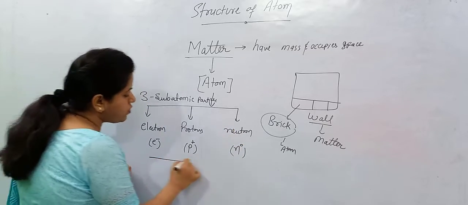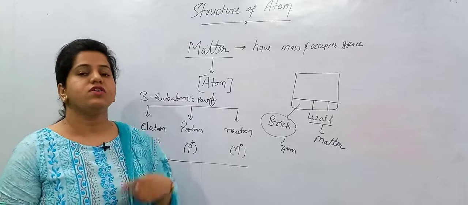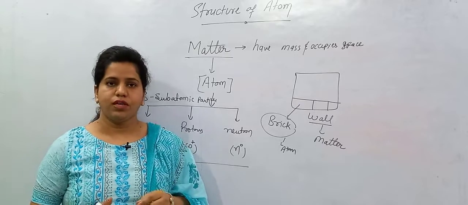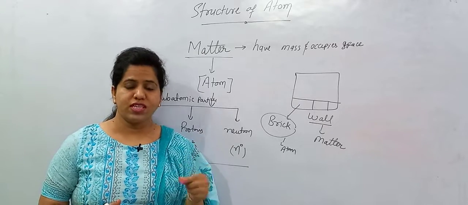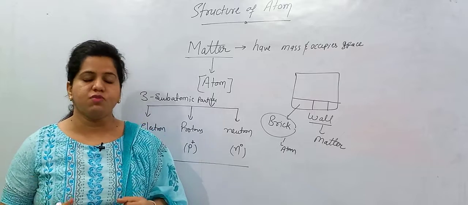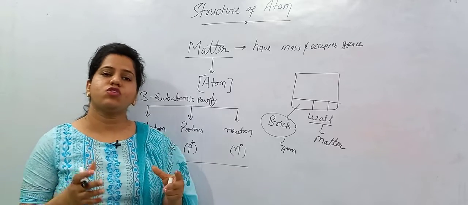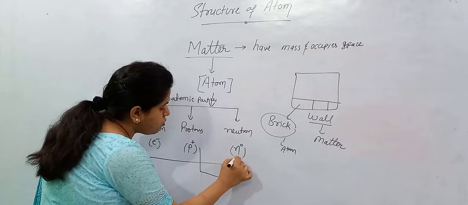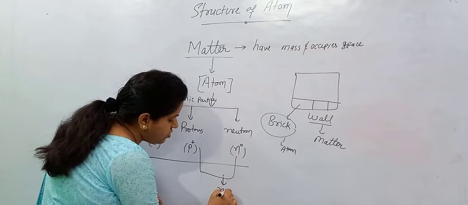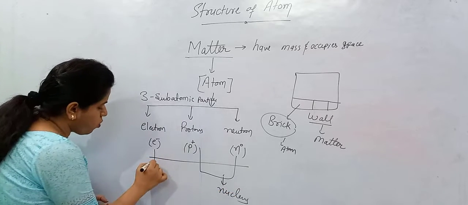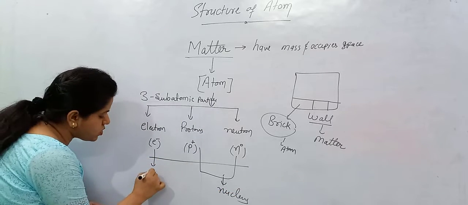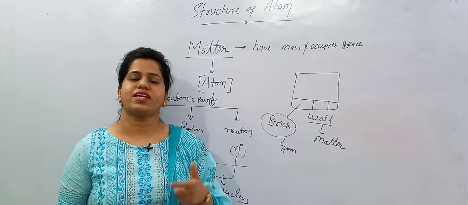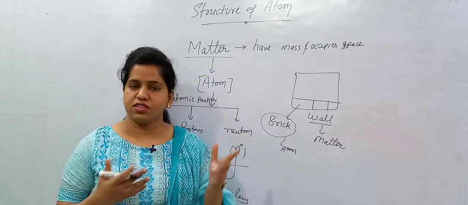After the discovery of these 3 subatomic particles, we got to know about various models related to the atom. The one which is mostly accepted is Bohr's model of an atom, which suggested that the electrons revolve around the nucleus and the protons and neutrons are inside the nucleus. The electrons revolve around this nucleus in circular orbits called shells. Bohr's model of an atom is the most accepted model, which we study in this chapter also.